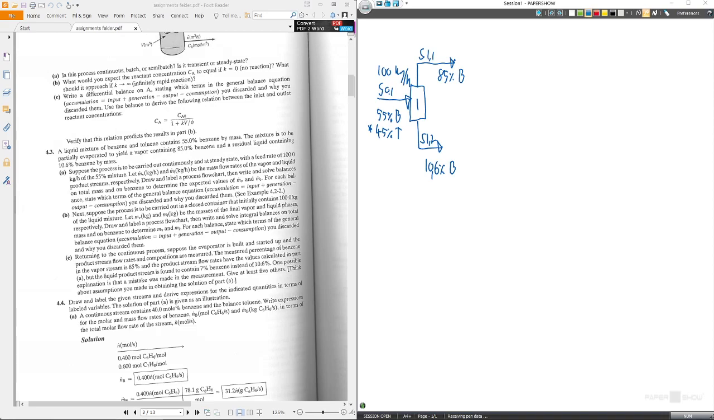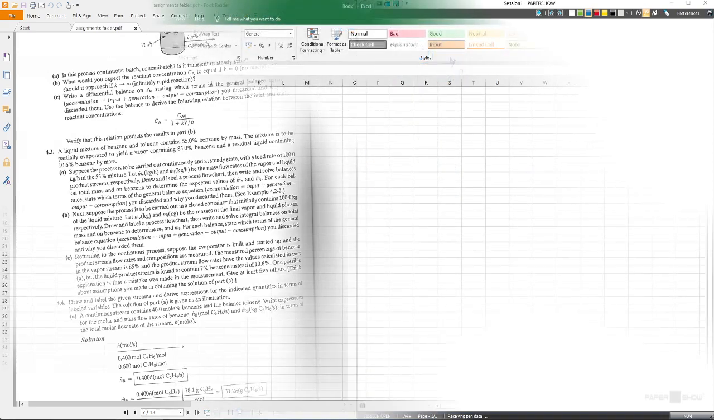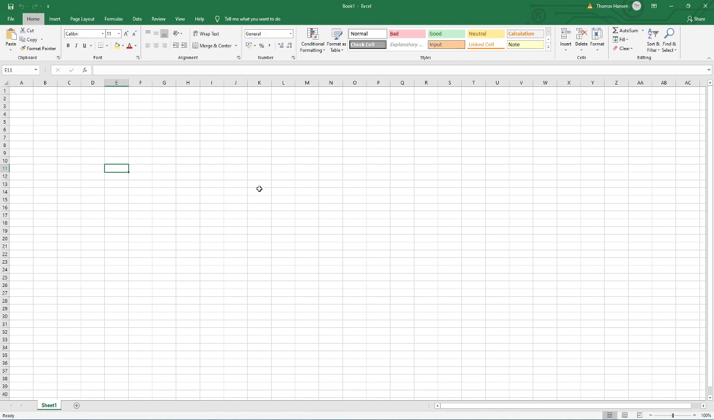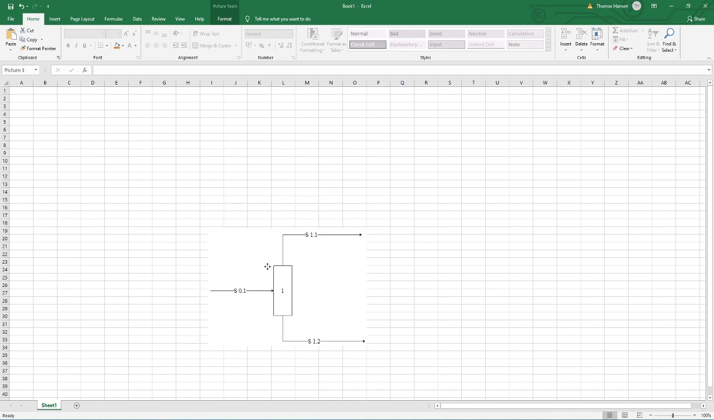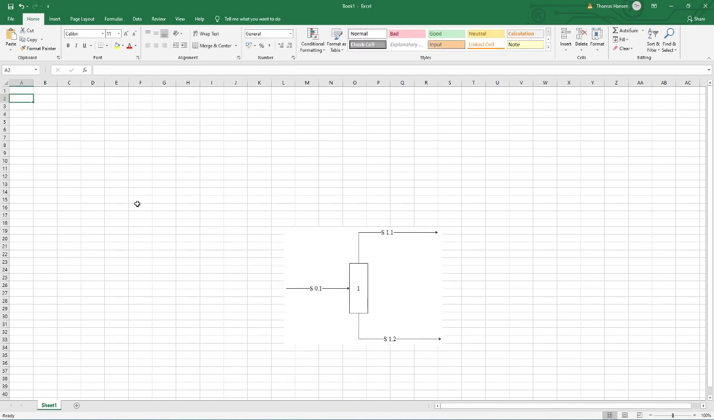Well, let me just cheat a bit. If we go to our Excel sheet, I have cheated and drawn the same sketch without the extra information about our streams, just so we can remember which streams are which. So we have our stream 01, our stream 11, and our stream 12. Then we have the total mass in each stream.